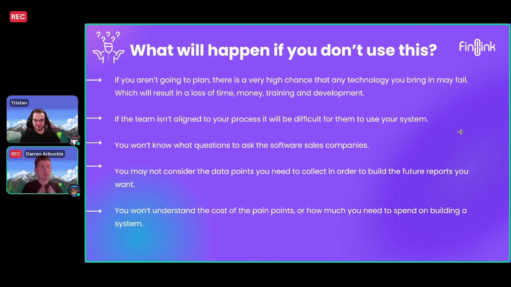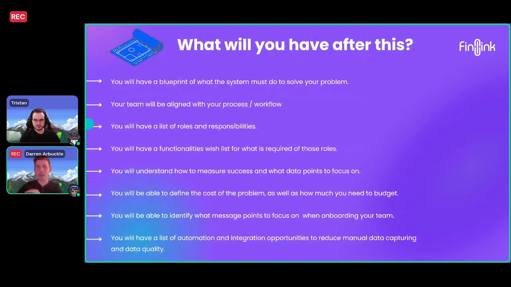Okay, so this is what will happen if you do not use this. Now let's maybe talk about what will happen after you have this, right? So first off, you are going to have a blueprint of what the system must do to solve your problem. Okay, it's going to be a nice little document, and when anyone reads it, they will understand, okay, this is what the system is going to do. You're going to have an extremely aligned team that agrees on your process. And that is extremely valuable to actually know that everyone knows what the process is, everyone agrees what the process is, and now we can move forward from here.